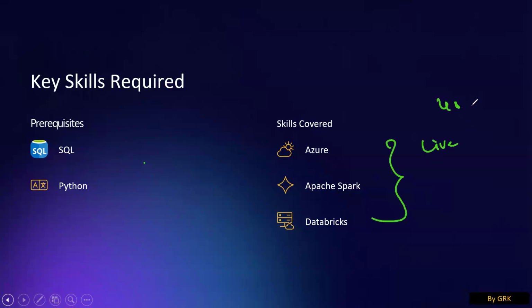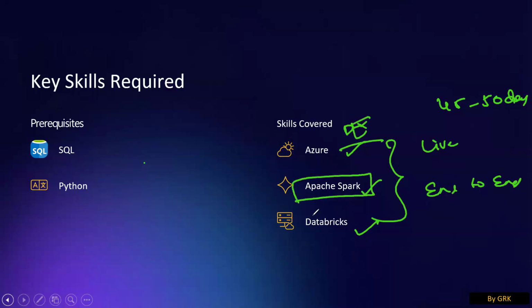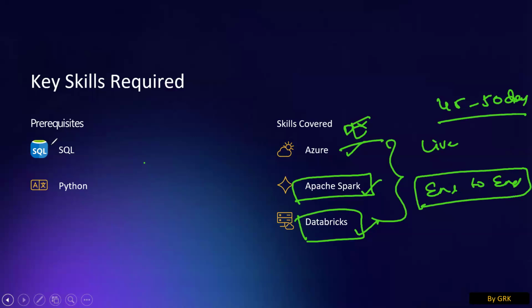With 45 to 50 days of classes. We will cover Azure, Spark, Databricks end to end. Spark for Azure for data engineering. Spark, Databricks. So these are what we are going to cover end to end in the live classes. So what are the prerequisites? If there are any new people, they will get to know, if they missed this yesterday.